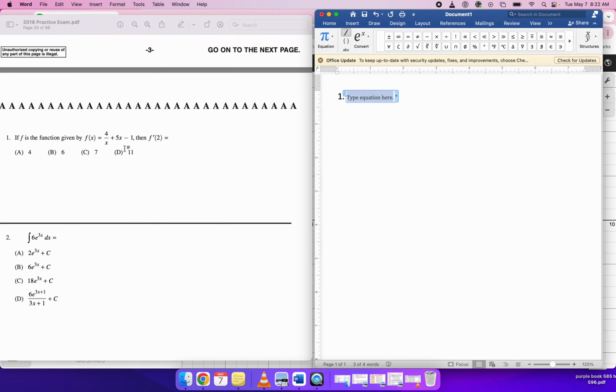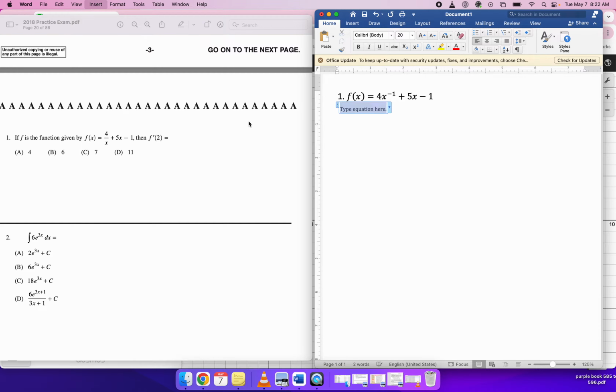This just means take the derivative of this function and plug in 2. I would start by rewriting it as 4x to the negative 1 plus 5x minus 1. Then the derivative will be negative 4x to the negative 2 plus 5.